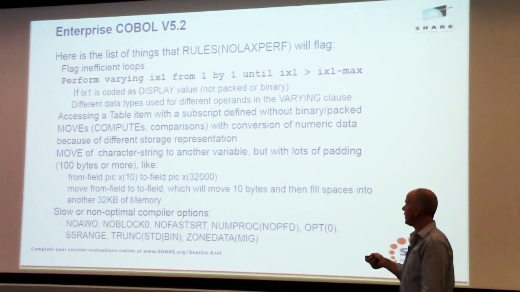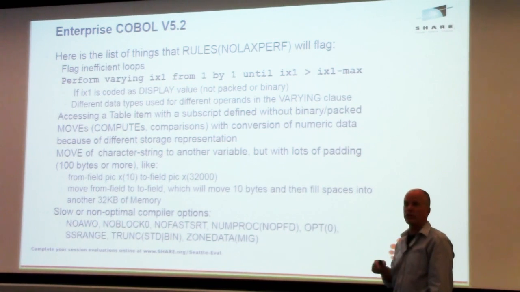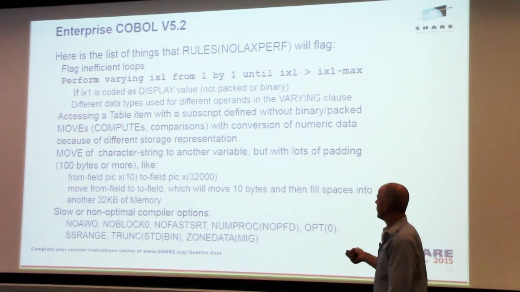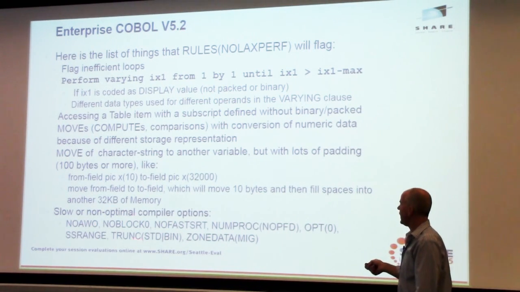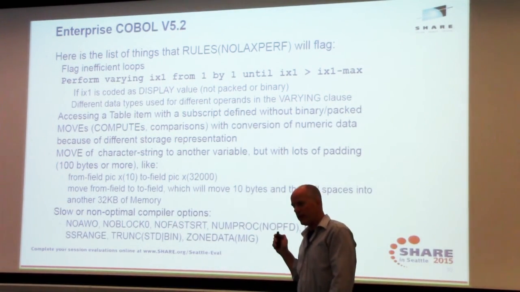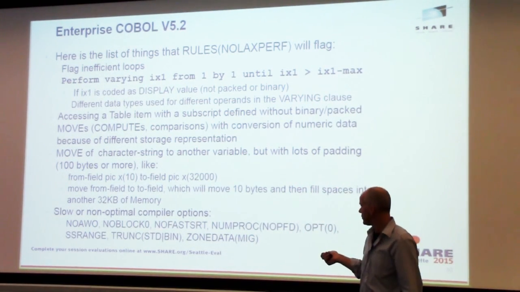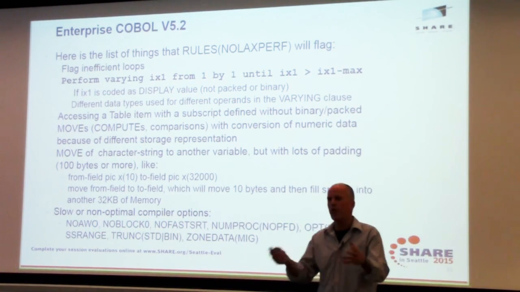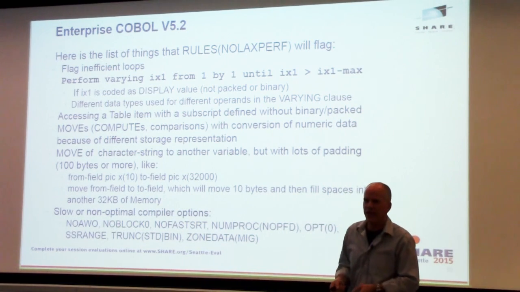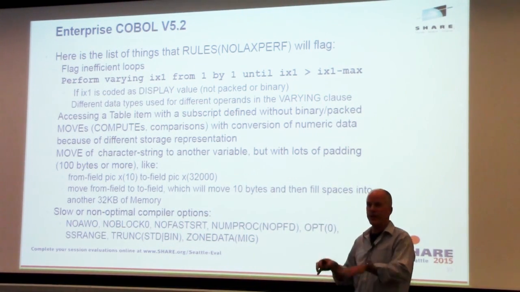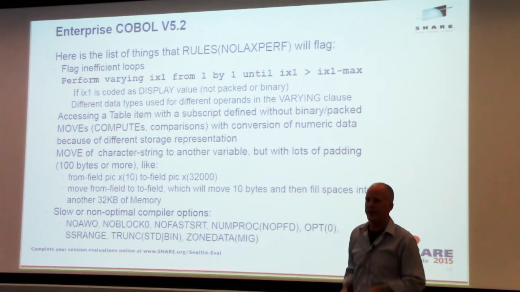Or it could be that I didn't know that moving from field to field was going to result in moving 32,000 bytes and slow my program down a lot. And so this can help you there as well. And then it flags compiler options that are non-optimal. As soon as we shipped this feature, customers said, can I turn that off, please? I don't have control over what compiler options I'm using. I have control of my source code. So this is not interesting to me, make it go away. And we're working on that.